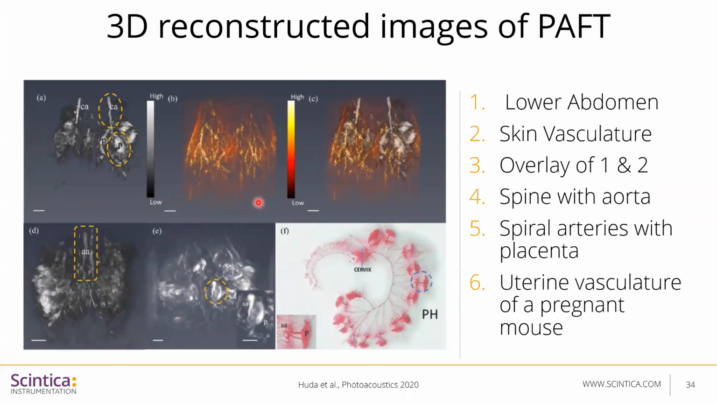PAFT was also able to image the spine within the aorta, the spiral arteries within the placenta, and the uterine vasculature of a pregnant mouse. So overall, this image suggests that PAFT was able to image pregnant mice over a period of time.